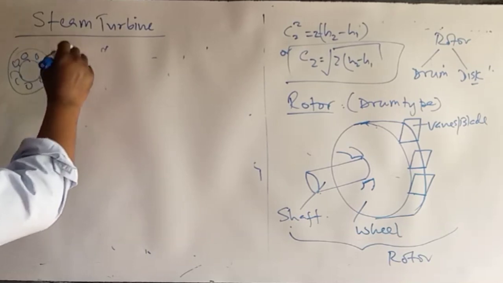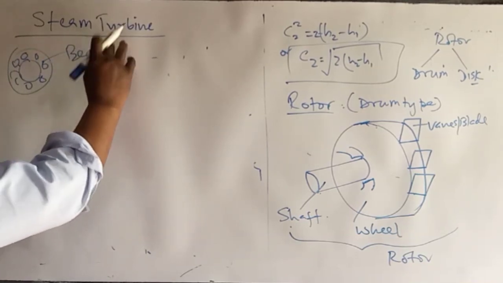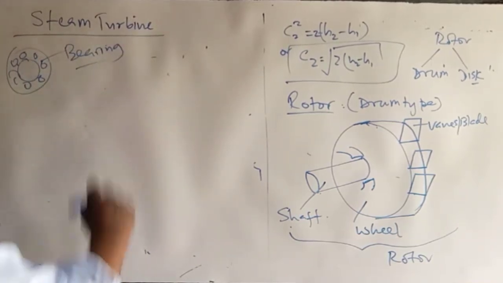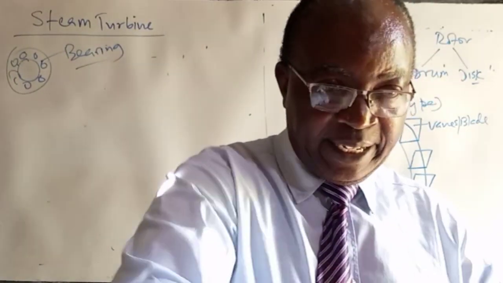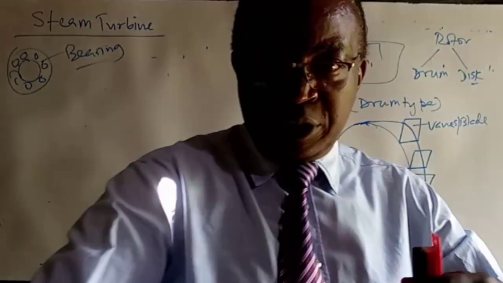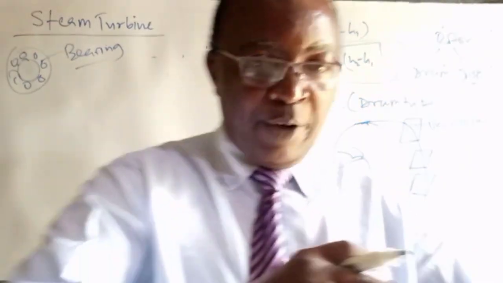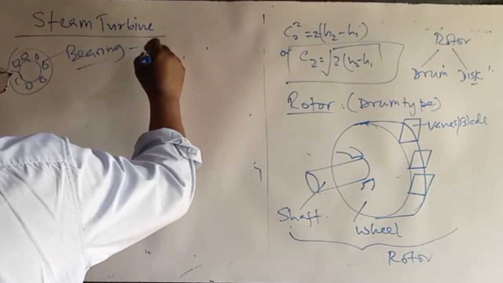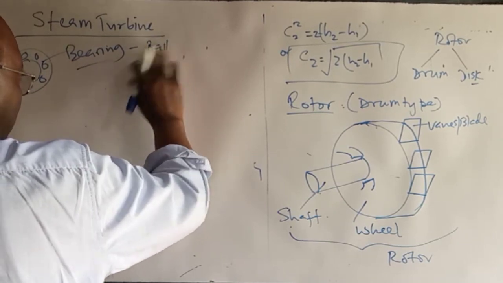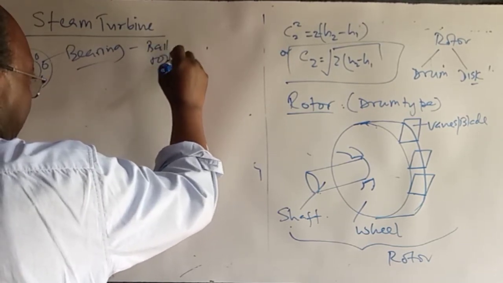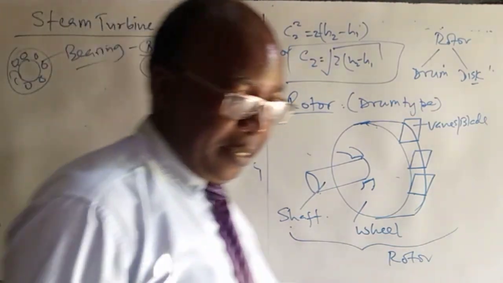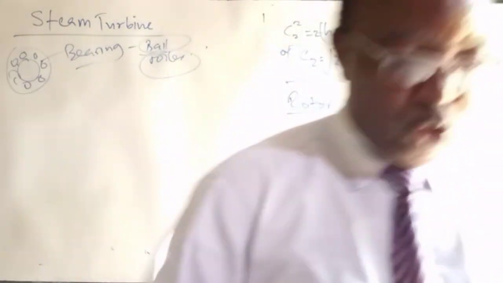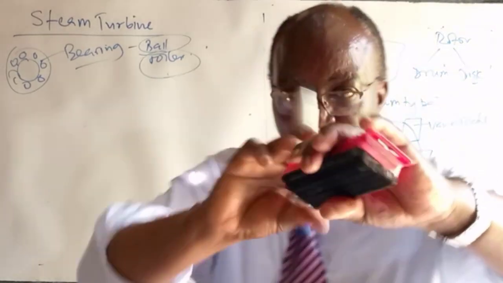So a bearing facilitates rotation, easy movement. And in most of those mechanical components where there's movement, there will always be a bearing. It can be a ball bearing or a roller type, the ball type or the roller type. But it facilitates that motion. So that shaft is on a bearing so that it can move.